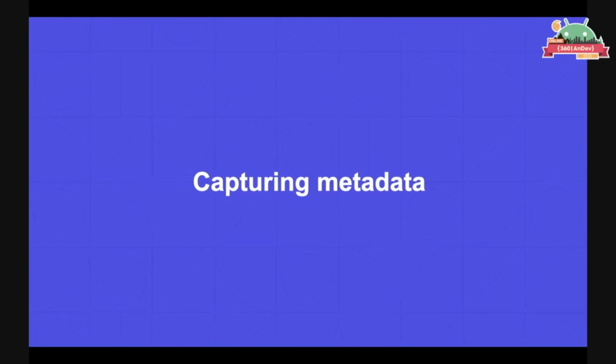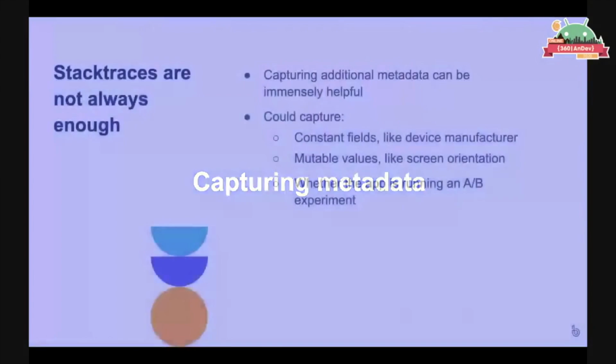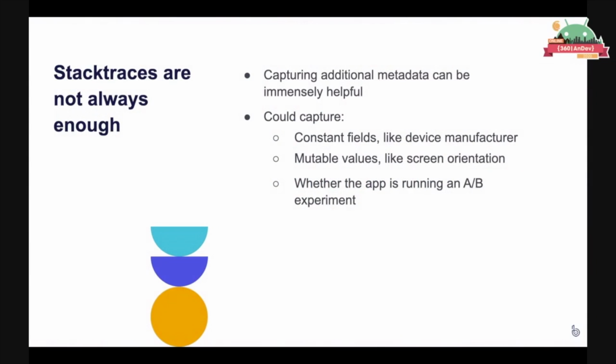So I just want to cover a little bit about what sorts of metadata can be useful to capture when you're writing a crash reporting SDK. Because it's often the case that a stack trace is not enough to debug an issue, and getting that additional bit of metadata can be really, really helpful.